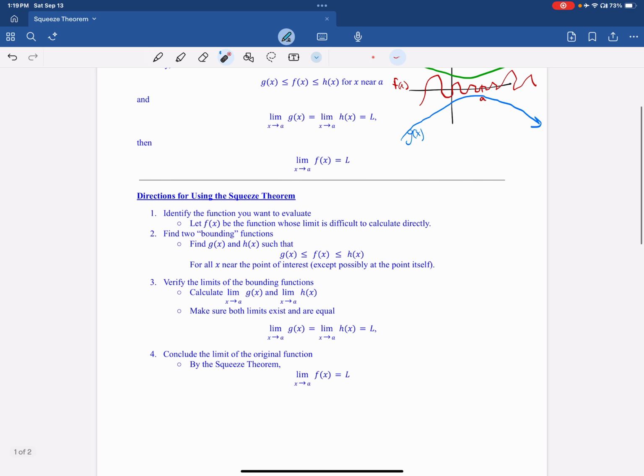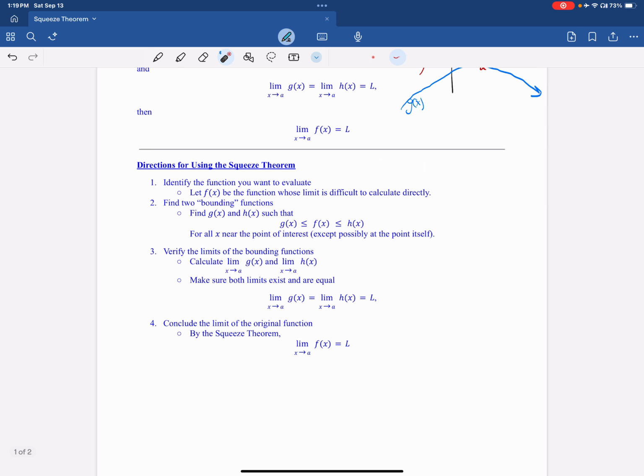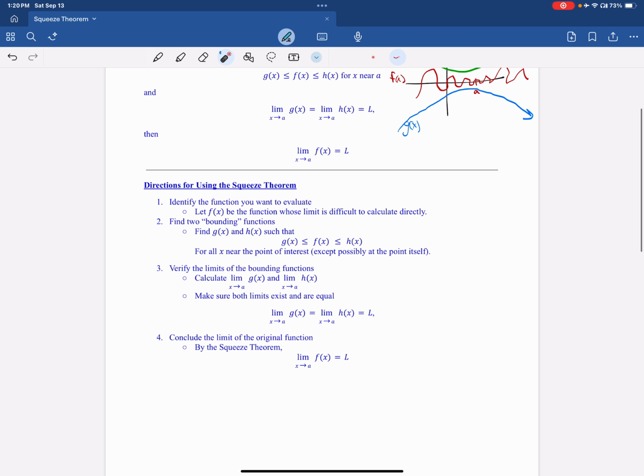So how do we do it? First of all, find the function that you're trying to find the limit of. It's the one that's the pain, the red function. Now you're going to find the two bounding functions, the one that's smaller than it, the one that's bigger than it. Find out what those limits are. Those limits do need to exist, and they need to be equal. Then we're going to make a conclusion. By the squeeze theorem, we can conclude that the limit of our red function, our pain in the butt function, exists, and it's equal to the same number.